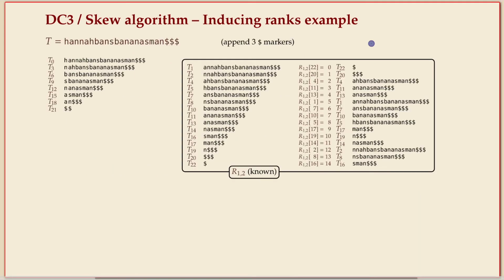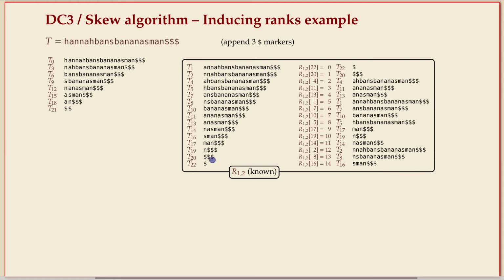Let's see an example on a slightly bigger text that illustrates this. So we have this lovely text, Hannah Bans Bananas Man. And it's convenient to add a few more dollars at the end so that we don't run into comparisons of something with empty. These are all the suffixes that start at a multiple of 3. So these are the ones that we want to sort now, and we don't know yet what their ranks are. And these are all the other suffixes, those that start at not a multiple of 3. And those we already have sorted.